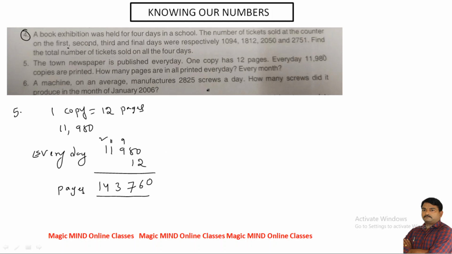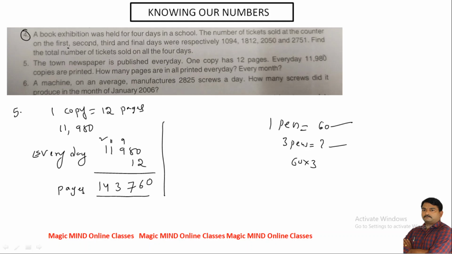Okay, very good. And every month also. Every month is again very simple. For better understanding, let's take one example: one pen costs, let's say, 60 rupees. If one pen costs 60 rupees, then 3 pens cost how much? What will you do? Simply 60 into 3. That is called the unitary method. One pen costs 60 rupees, then 3 pens cost 60 into 3, which is 180 rupees. In the same way we are going to follow it in this question also.